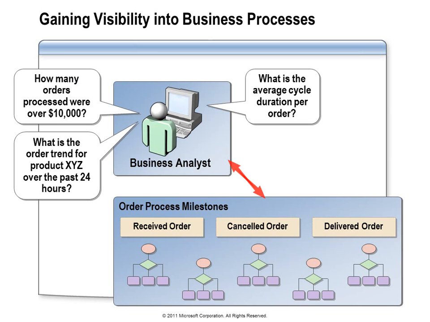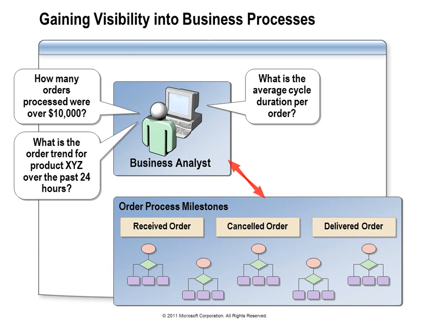Okay, so we know that BAM can collect data from an instance of a business process while it is executing. And we know that that data could come from BizTalk applications, as well as applications outside of BizTalk. But the question remains, what can we actually do with that data, or what kind of questions can we answer with it? Well, you can see a few examples on this slide.